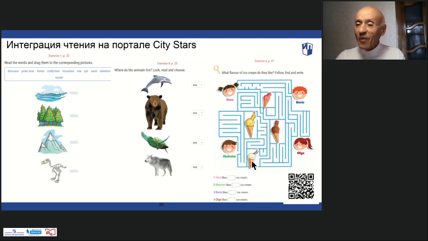This is an important skill. You remember at the Cambridge exam for young learners, children have to draw lines to connect objects, and this is a useful preparatory exercise.